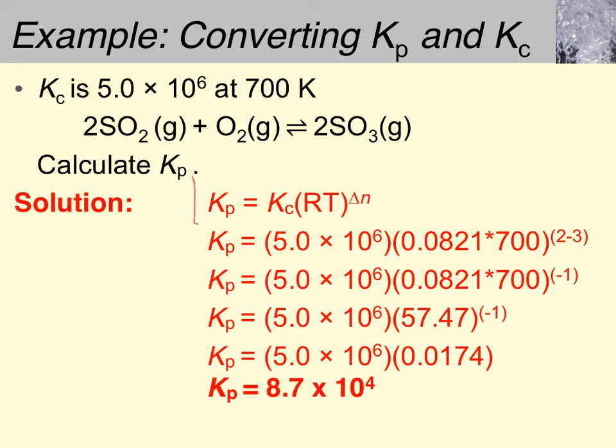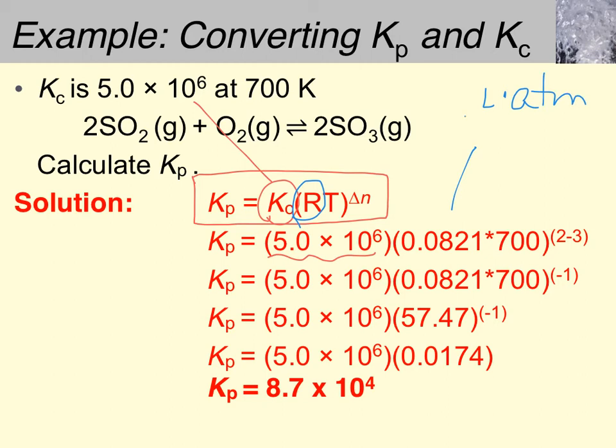All right, so here it is. Let's just plug in our values. The problem gave us the value for Kc, so we're going to plug that in. You always have to use an R value that matches units, and the 0.0821 is liters, atmosphere, per mole, Kelvin. And since we are using Kelvin, you want to make sure you use this value of R.